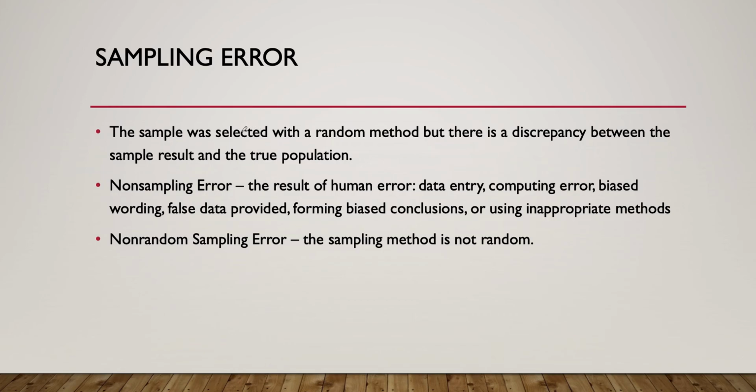And when it comes to sampling designs, we can have sampling errors. That's where the sample was selected with a random method, but there was a discrepancy between the sample result and the true population. Non-sampling error is the result of human error, data entry, computing error, biased wording, false data provided, forming biased conclusions, or using inappropriate methods. And non-random sampling errors are where the sampling method is not random.